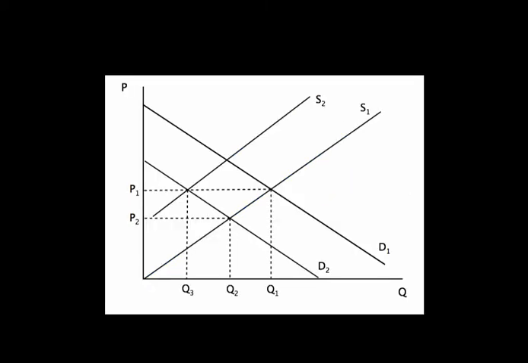So firms are leaving. Again, here's where we were originally. This was our short run equilibrium due to that demand decrease. Now as firms leave, that's a supply decrease, right? And as firms leave, that causes that price to rise.